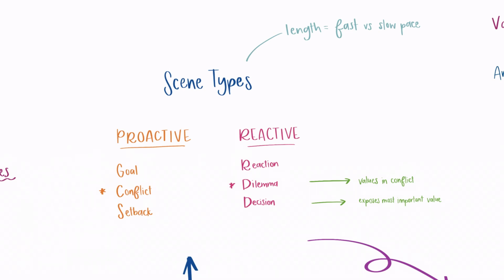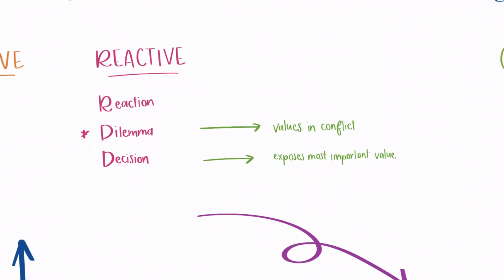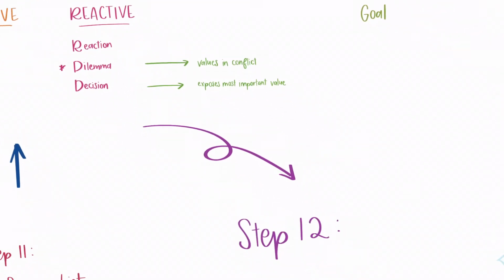Oh, and I should say here, I've also got in this green bit that the dilemma happens when a character's values are in conflict, which is why Randy says to think of at least two values per character, because this dilemma is when they have to choose between their values. And if their values are conflicting, then it creates this whole problem. It's like, which one do they choose? And that choice is their decision, and it exposes what their most important value is.